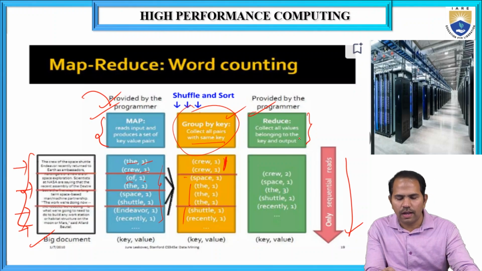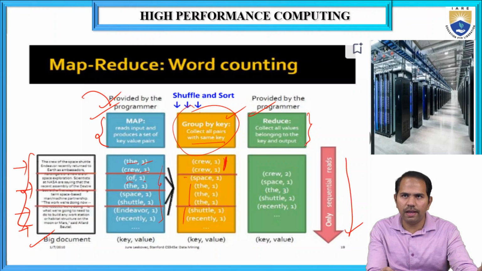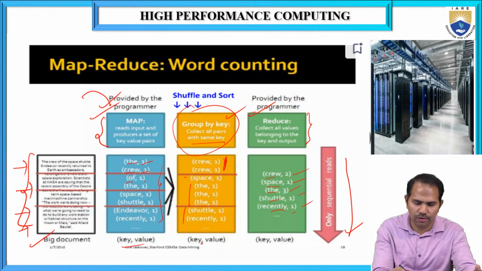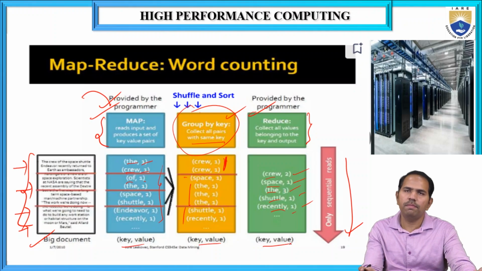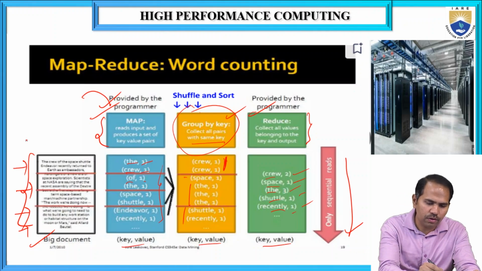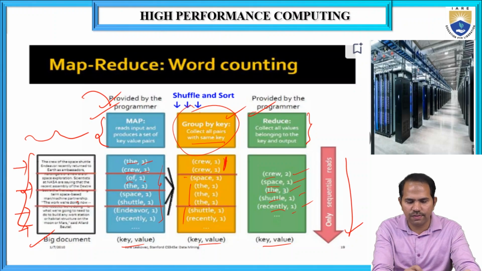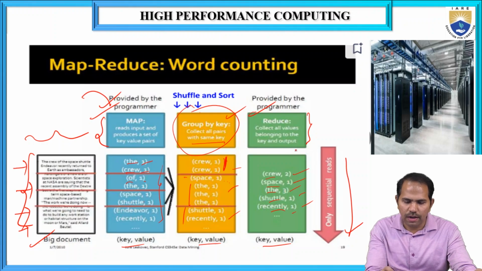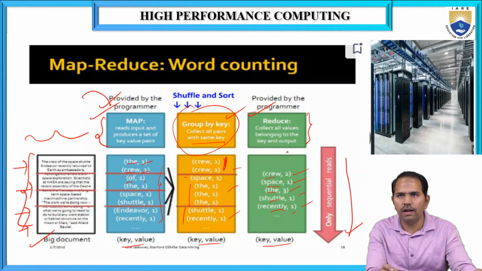And reduce is collect all values belonging to the key and output. So now, key, what is the output? Then like this. So this is a map reduce mechanism. Everywhere we have considered key value, but the mechanism will be different like that. The total big document has to be divided initially like this into key value pairs. Again, it has to be in the same group, grouped into one category, based on collecting all pairs with the same key. Later, it has to produce by collecting all values belonging to the key and output.